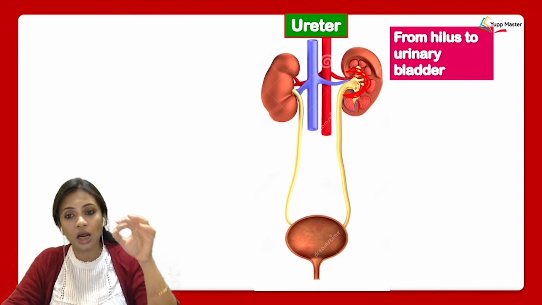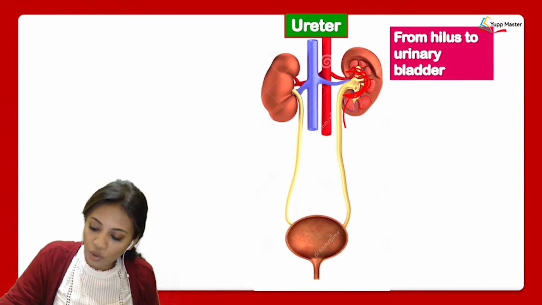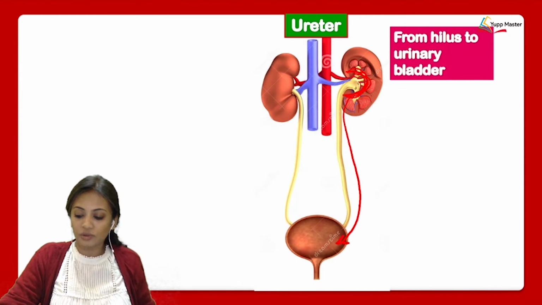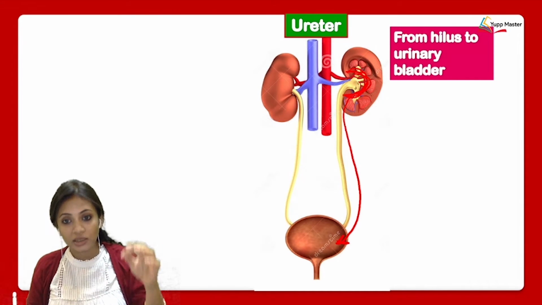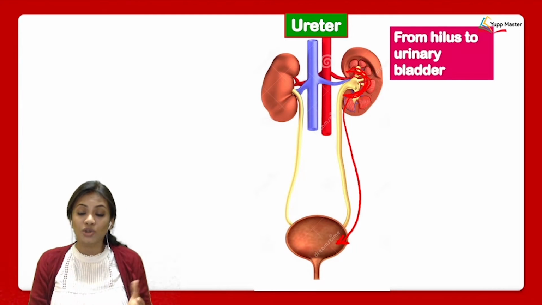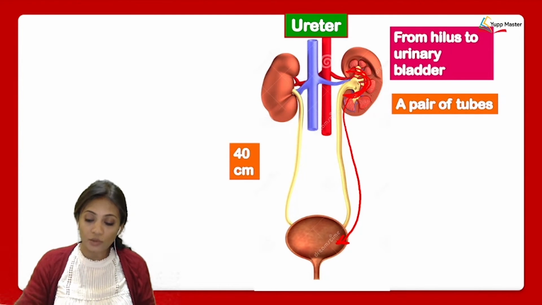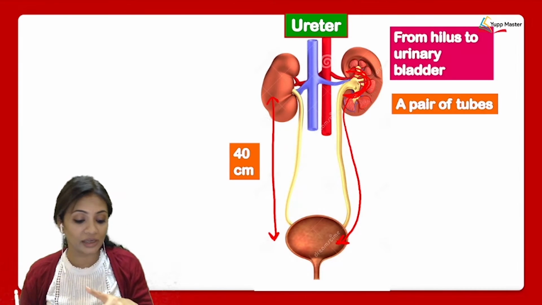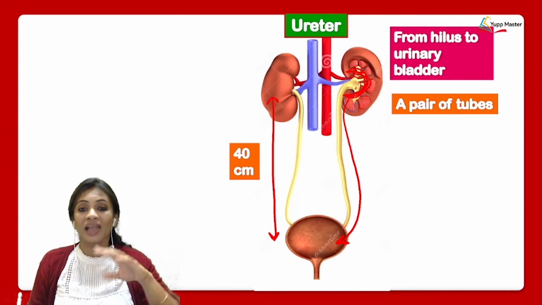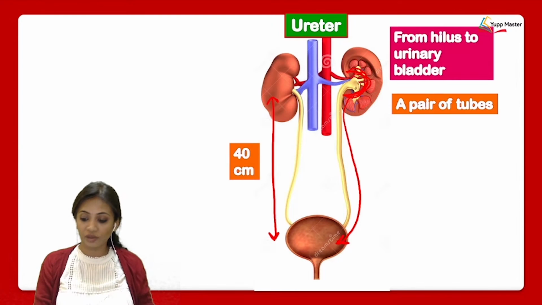So the ureters start from the hilus and go all the way down to the urinary bladder. So ureters range from the hilus till the urinary bladder. Talking about the length of the ureters, these are around 40 centimeters in length. Remember that too, in an average human adult, and they are paired, one for the left side, one for the right side.